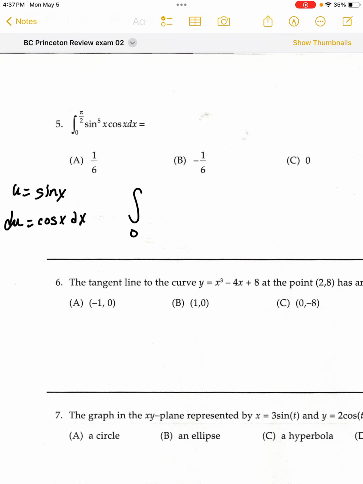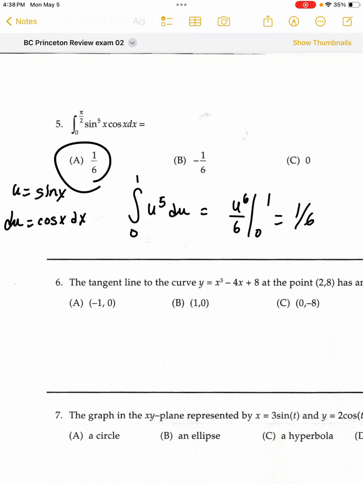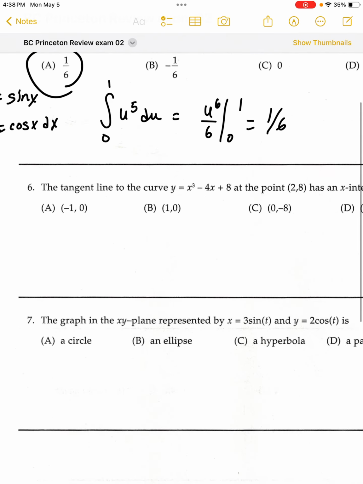Sine of 0 is 0. Sine of pi over 2 is 1. So it'll be the integral from 0 to 1 of u to the 5th du. And that's just u to the 6 over 6 from 0 to 1. And that's just 1 over 6. Alright, that's A. Let's move on.